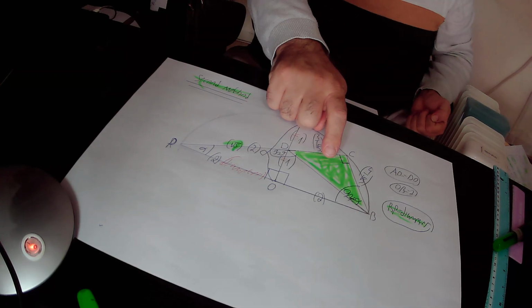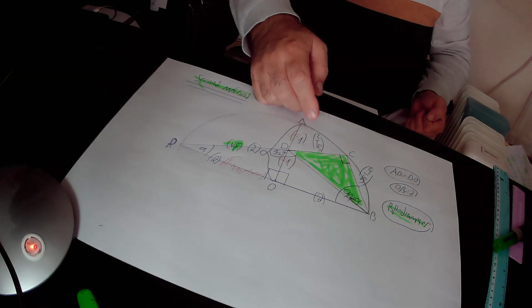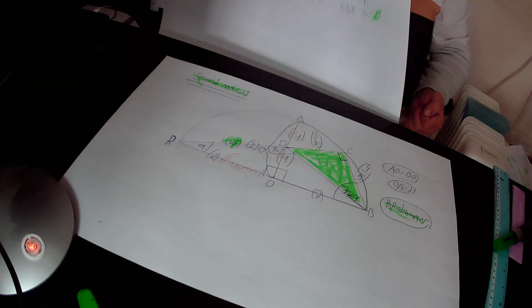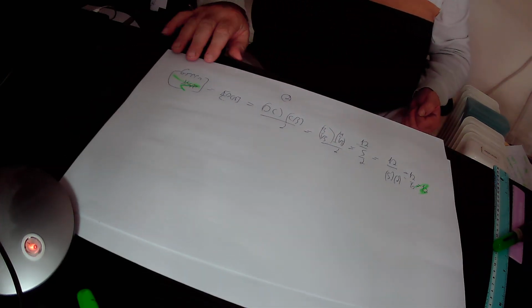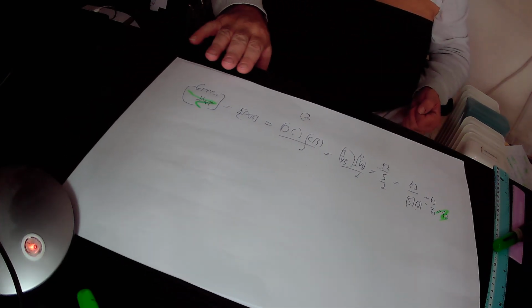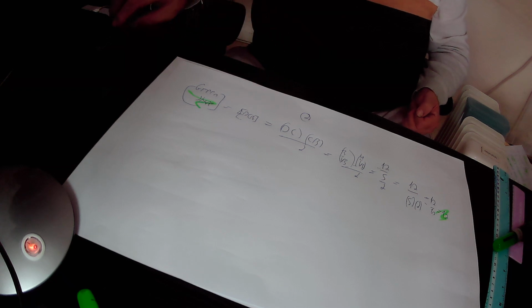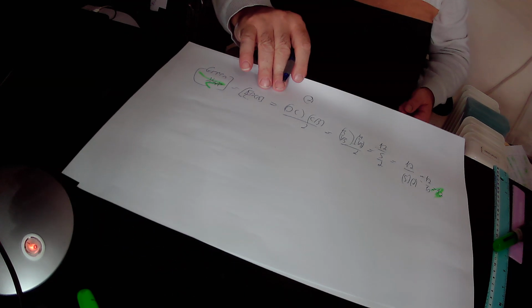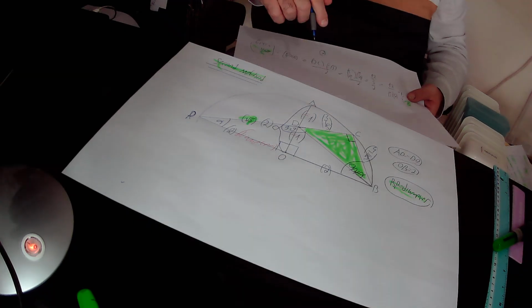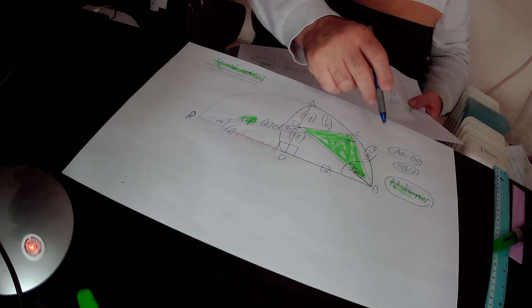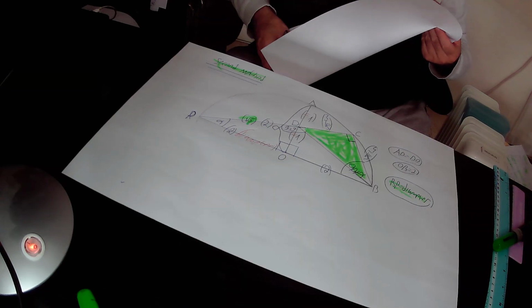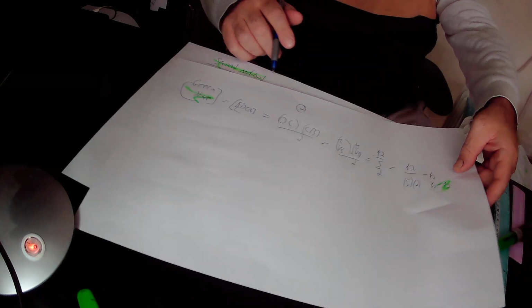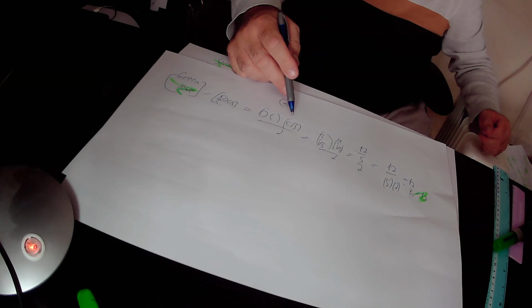Our task is to find the area of this green shape. The green shape is actually the right triangle DCB. So we have to find the area of the green right triangle DCB. The area of the green right triangle DCB must be equal to the base DC times the height CB over 2.